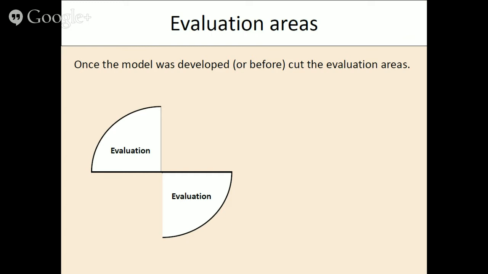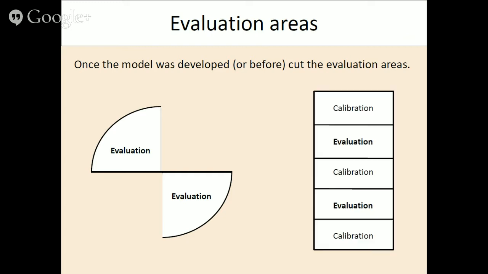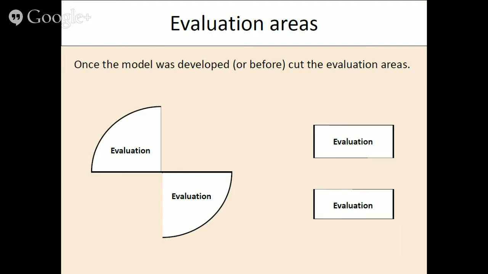So in this way, we are going to have two evaluations of the same model, the same variables, to be sure that our model is robust. And in the other configuration example, we are going to have the calibration points in areas 1, 3, and 5, and we are going to have areas 2 and 4 for evaluation. So once we develop the model, we are going to cut only the evaluation areas, those areas that are without calibration points.